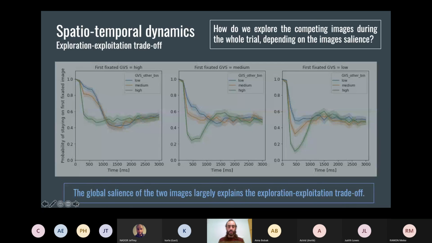The main conclusion of these results is that the global salience that we derived in what I explained in the first part is able to explain to a large extent this exploration trade-off: if we stay on the image that we fixate first, or if we switch to the other one. This is true at least for the first part of the trial.